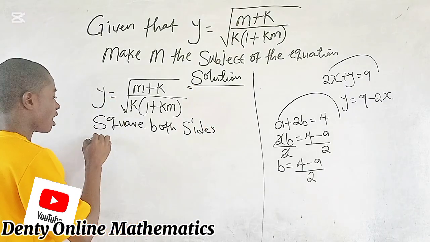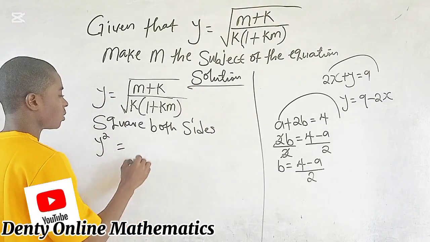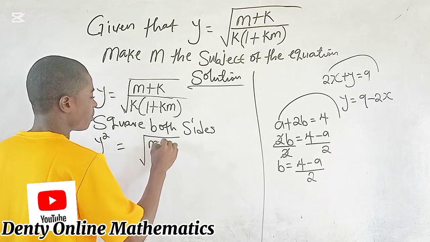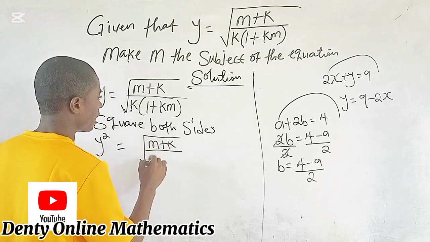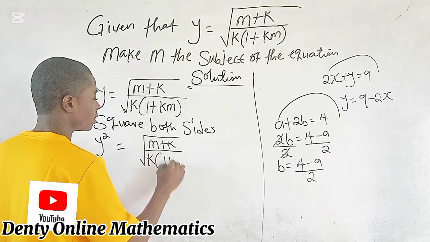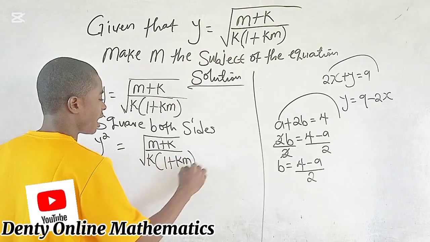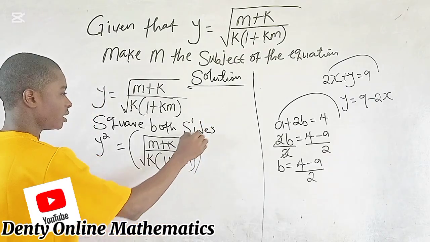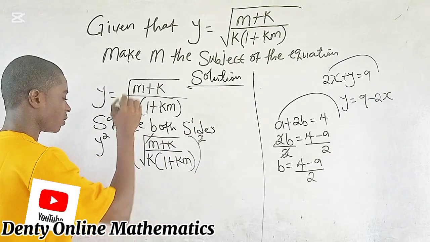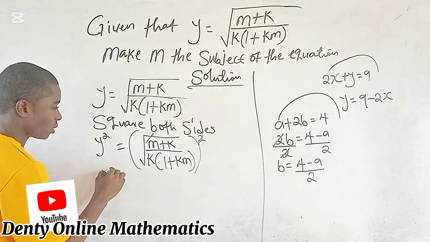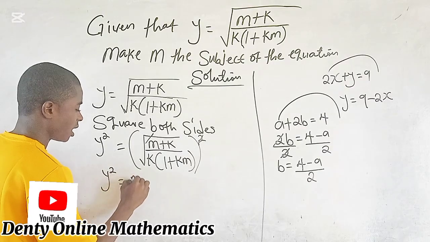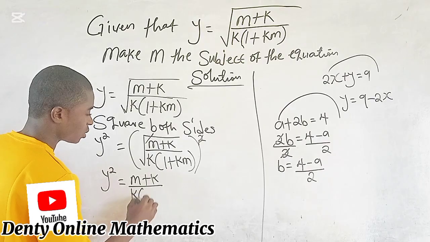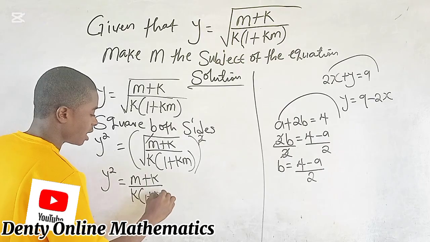To square both sides, I'll have y squared equal to the square root of (m plus k) divided by k, into (1 plus km). Now I will still square it. This square will cancel out the square root sign, and y squared will be equal to (m plus k) divided by k, into (1 plus km).